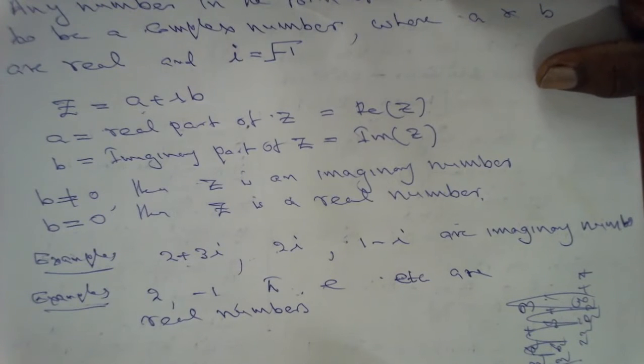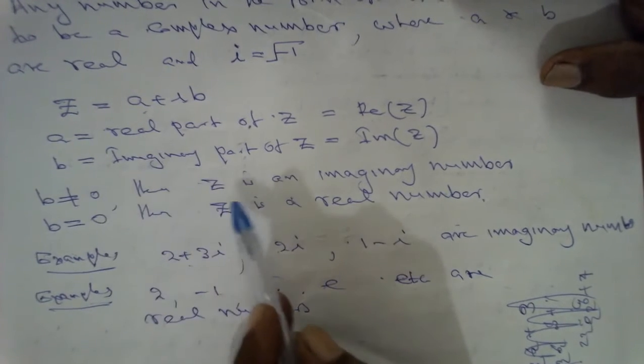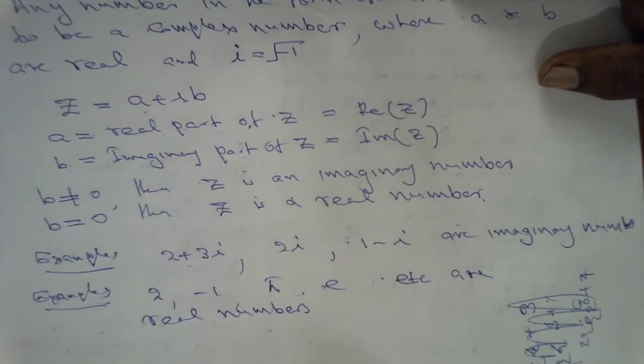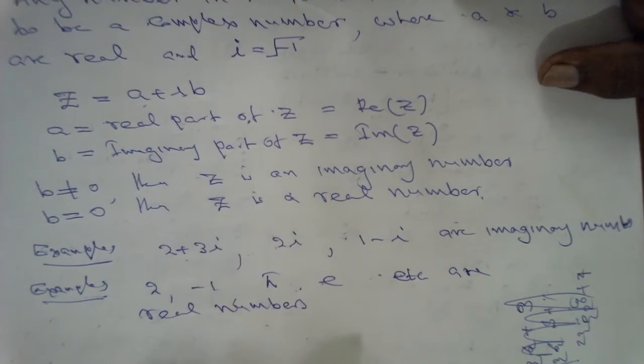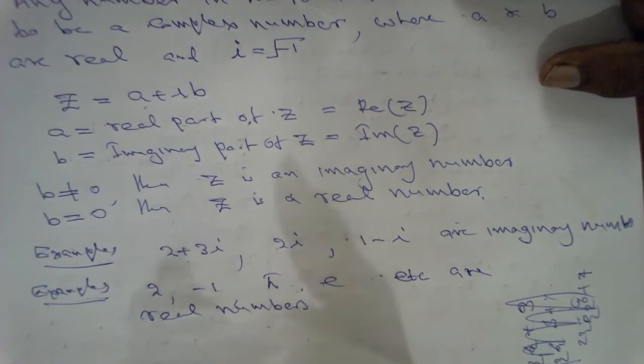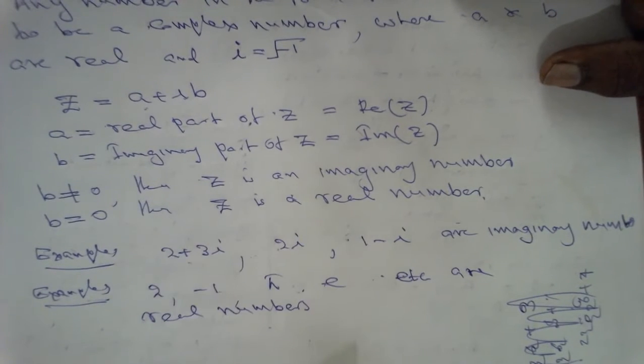Right? Only if b is not equal to 0 is it an imaginary number. What do you mean by that? The complex number set includes the set of real numbers. That means the set of real numbers is a subset of the complex number set.